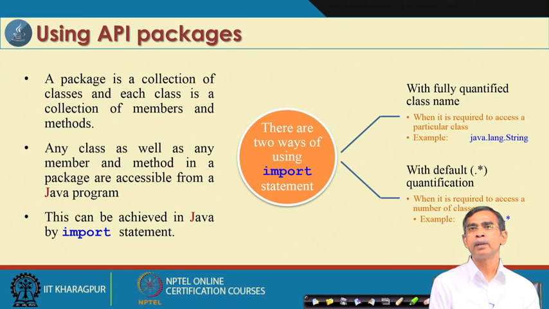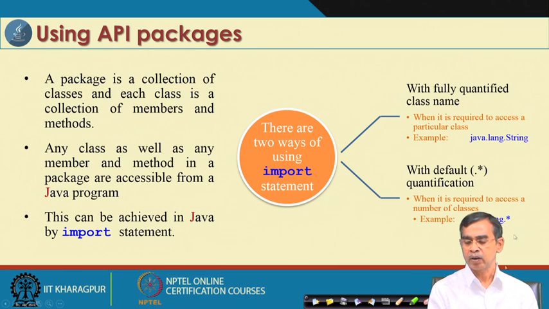For example, if we write import java.lang.String, this means that you want to use the String class, which is declared in the java.lang package, in your program. And if you want to access all the classes that belong to a particular package, then instead of specifically naming the class, you can write java.lang.star. So, star indicates all. This way you will be able to access all the classes belonging to a particular package.